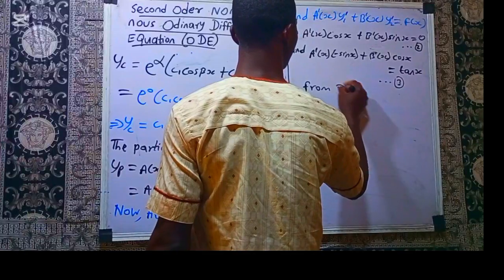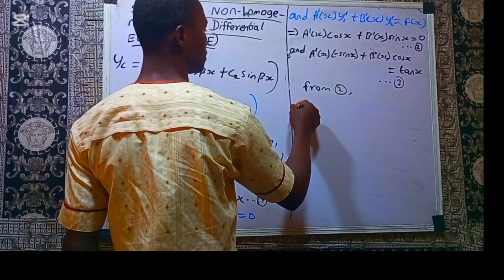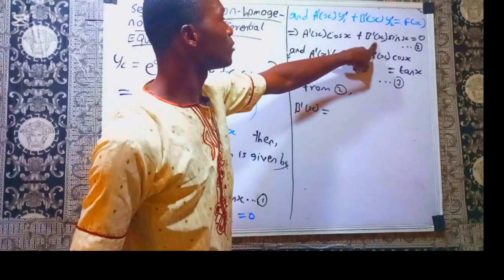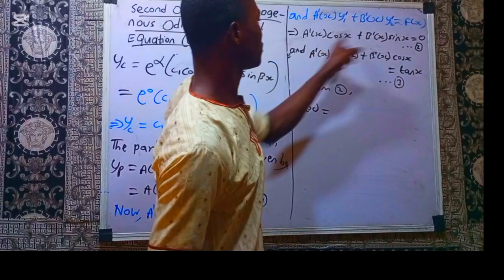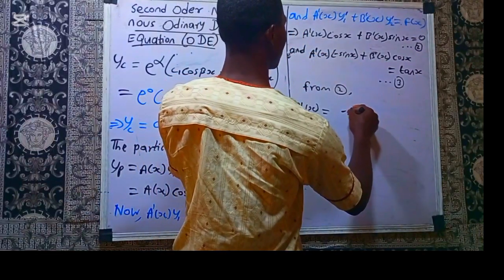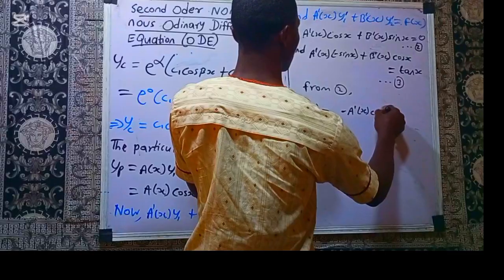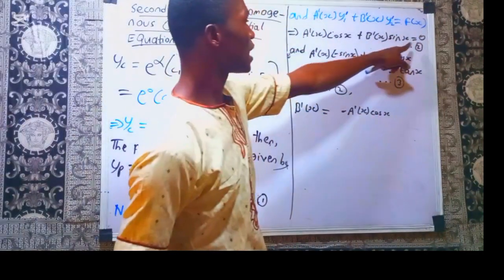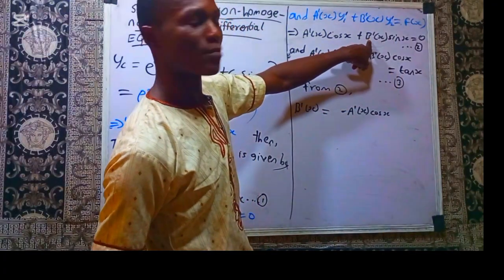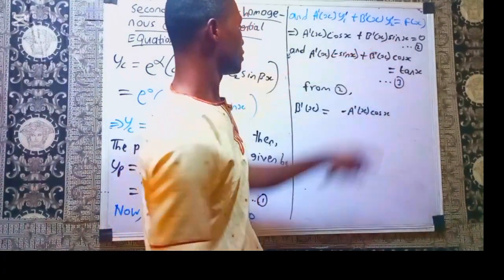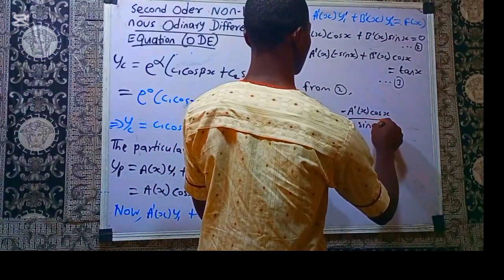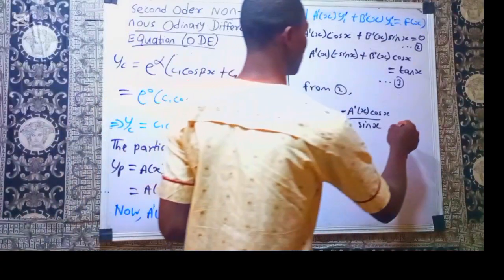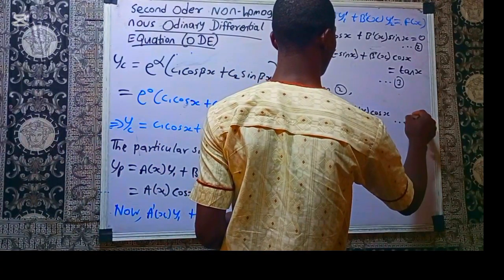From 2. What is your b prime of x? B prime of x is equal to, so if I want to make this the subject of the formula, what do I do? I'll move this to the right. If I move this to the right, it changes to negative. Negative a prime of x cos x divided by, because when I move this to the other side, I will now have this quantity. Then to get this b prime of x, I have to divide both sides by what? Sine x. So with this, I've made b prime of x the subject of the formula. I'll call this one equation 4.